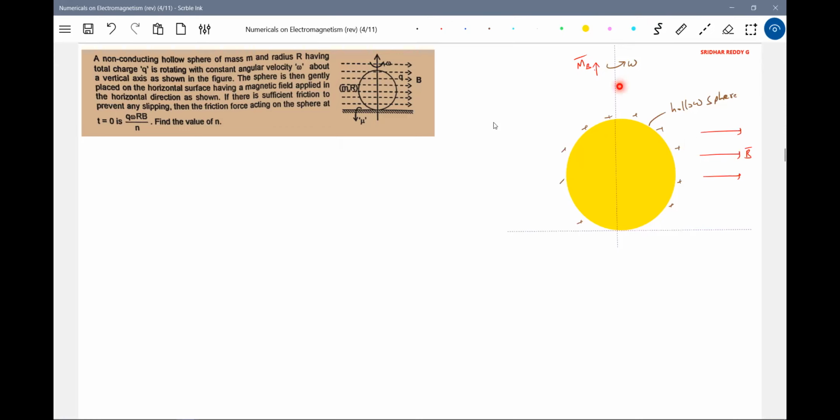Will there be any torque due to this? Yes, sir, but I don't know this m bar. If you know the formula, well and good. Even if you don't know the formula, you can manage. Who is going to help you? The charge: q by 2m, where m is the mass, and m bar is the magnetic dipole moment. That should be equal to the ratio of the magnetic dipole moment to the angular momentum. Will I agree to this?